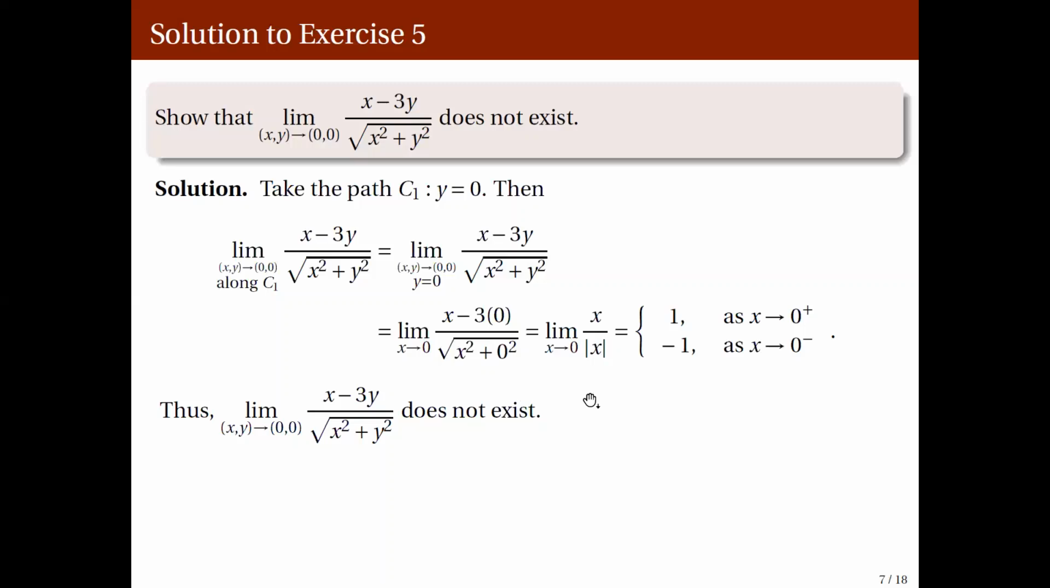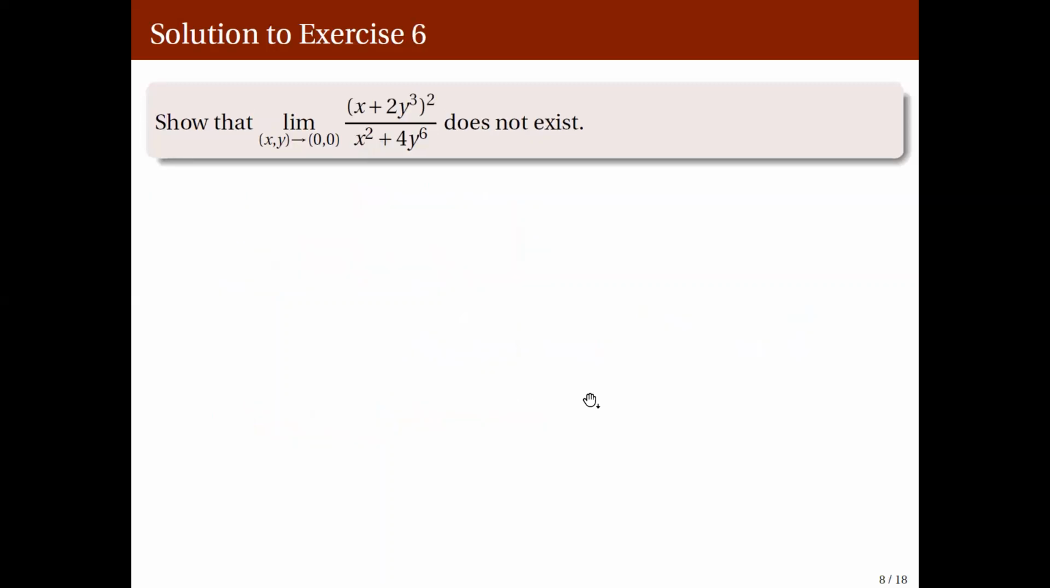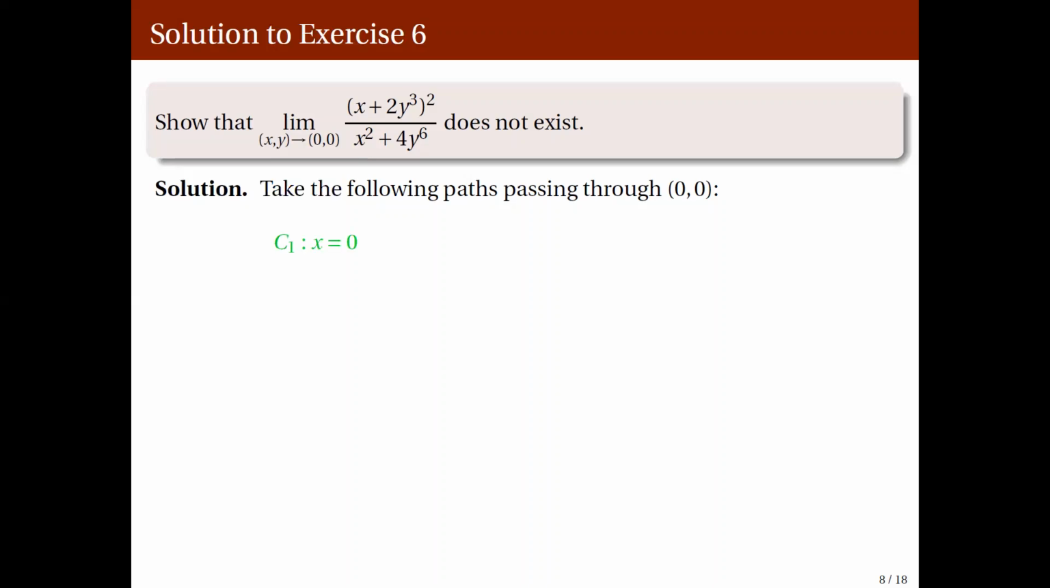Now let's try item number 6. Let's show that this limit does not exist. X plus 2y cubed quantity squared over x squared plus 4y to the 6. Well, let's take some curves going through 0, 0. Well, two obvious candidates are x equals 0 and y equals 0.